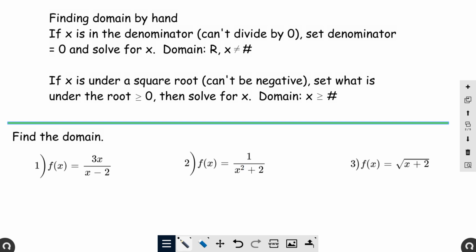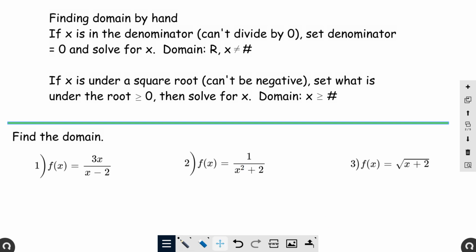If x is under the square root, we cannot have any negatives because that makes what kind of answers? Not real, imaginary answers. And so we set what's under our square root greater than or equal to 0 and then solve for x. So our domain would be x is greater than or equal to that number.